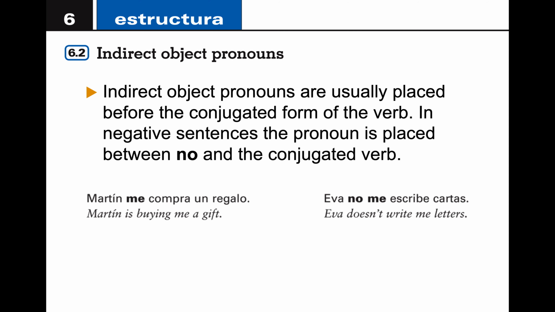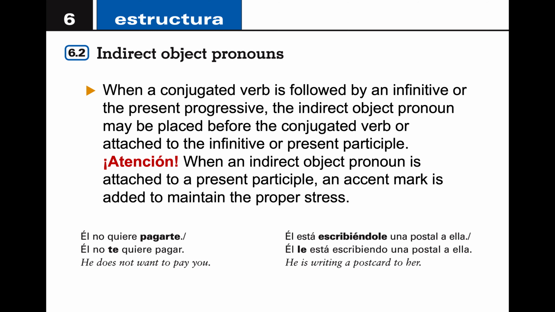Indirect object pronouns are usually placed before the conjugated form of the verb. In negative sentences, the pronoun is placed between no and the conjugated verb. So we look at both examples here. You'll see that the pronoun is coming before the conjugation or between the negative and the conjugated verb.